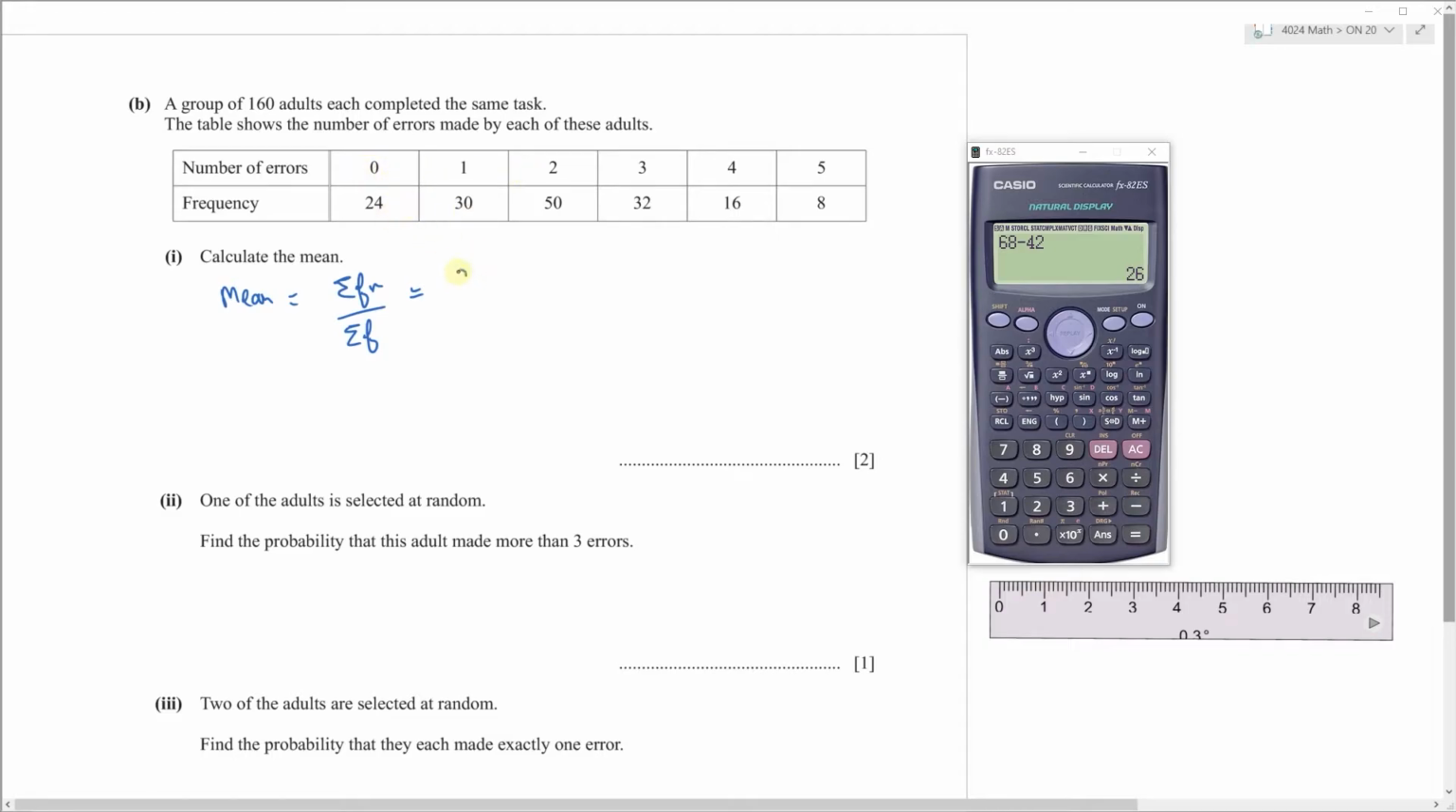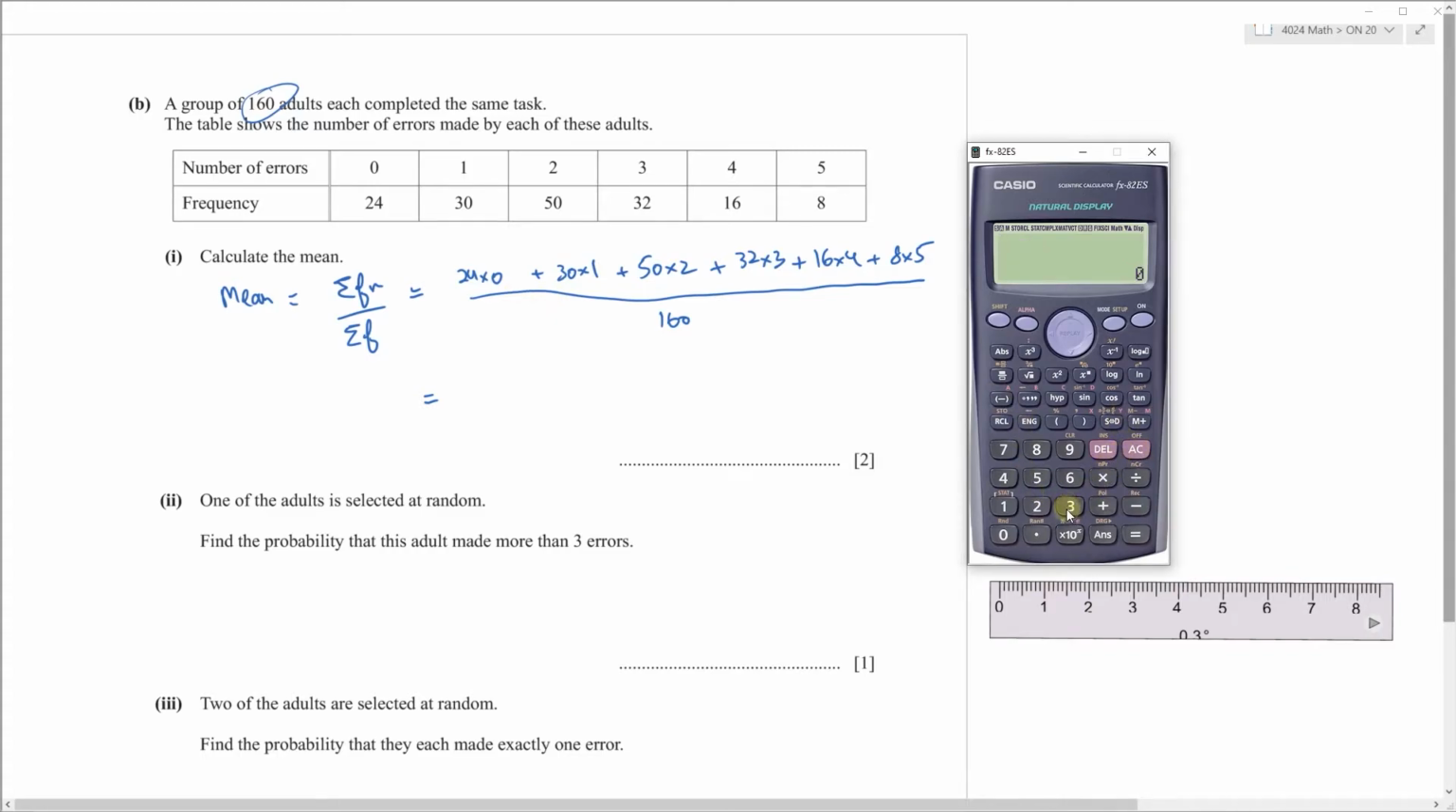So 24 multiplied by 0 plus 30 multiplied by 1 plus 50 multiplied by 2 plus 32 into 3 plus 16 into 4 plus 8 into 5, divided by sigma f. Sigma f you don't need to calculate, because you know that the sum of all frequencies is 160, because there are a total of 160 adults. So 160. So let's calculate the numerator here.